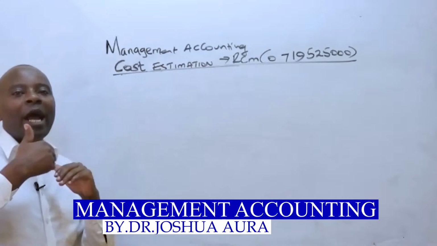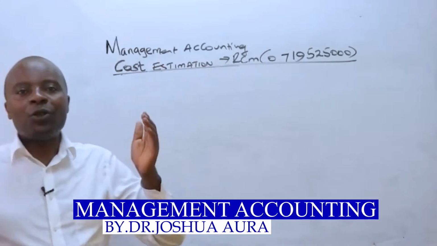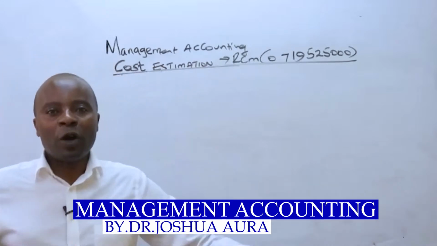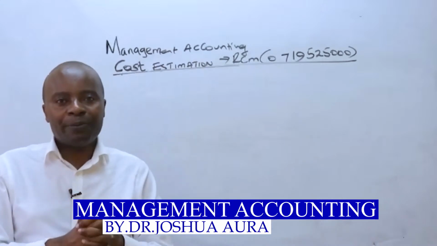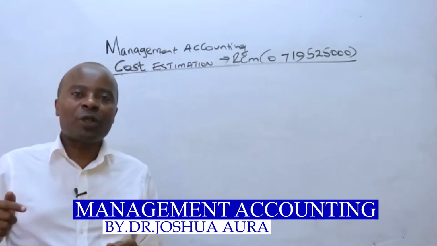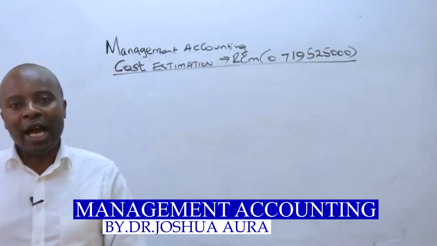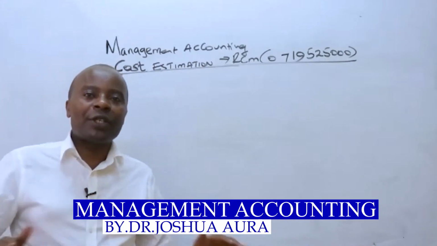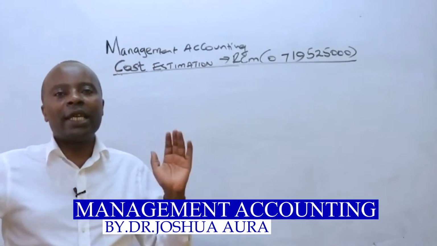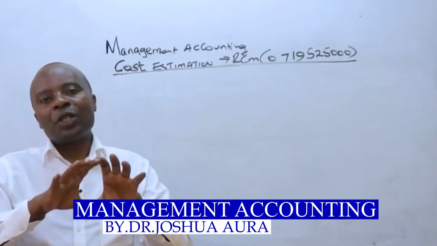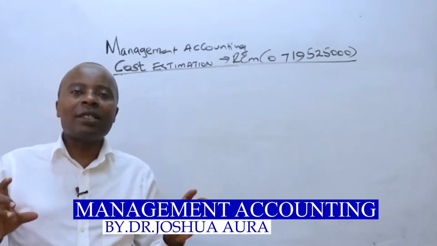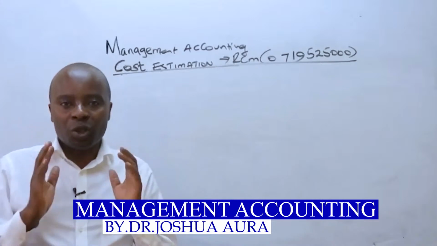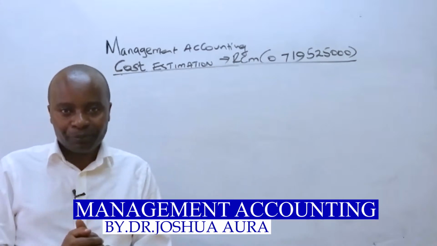If, for example, I predict that when I do this particular house up to foundation level, it is going to cost me 10 million Kenya shillings. And then during execution, I realize that that particular house at that foundation level has actually taken like 12 million. So I can see, ladies and gentlemen, that there is a variance of 2 million. And that variance is a bad variance, what we call an adverse variance.